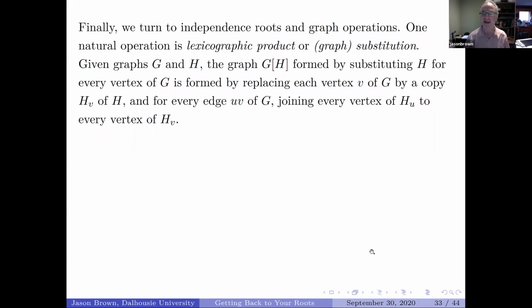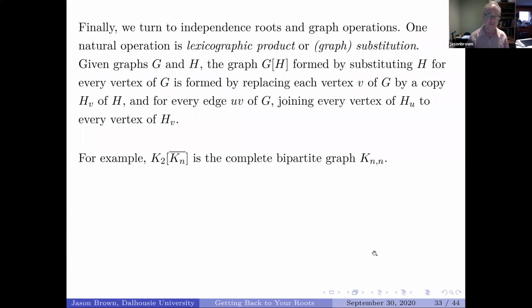Okay, so this has been well studied for practically every graph operation and every graph parameter. So for instance, if we take K2, two vertices joined by an edge, and we substitute an empty graph of order n for each of them, we throw in all the edges in between, and we get the complete bipartite graph K sub n comma n.